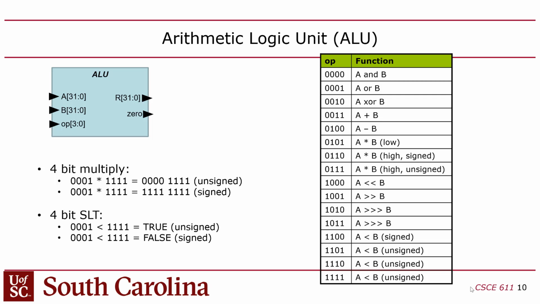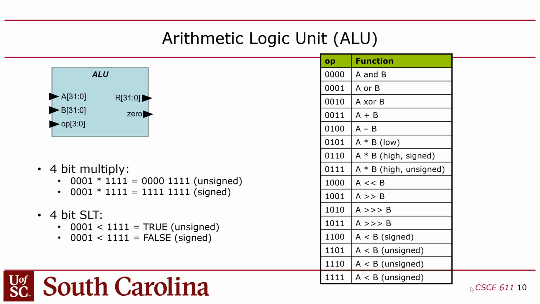And you might say, is there any better way to handle that? No, if you only have 13 functions and 16 codes, some of the codes will have to be redundant. These three are redundant too. An op of 1101 is A less than B unsigned, as are the other two codes, 1110 and 1111. You guys with me on that?